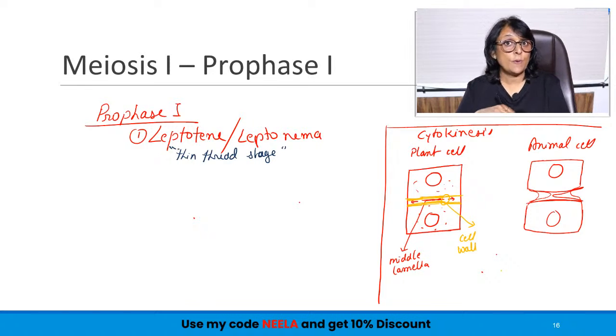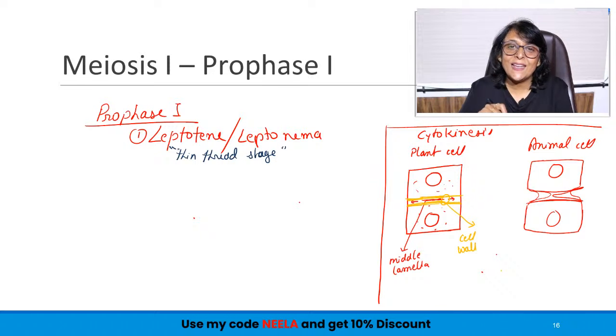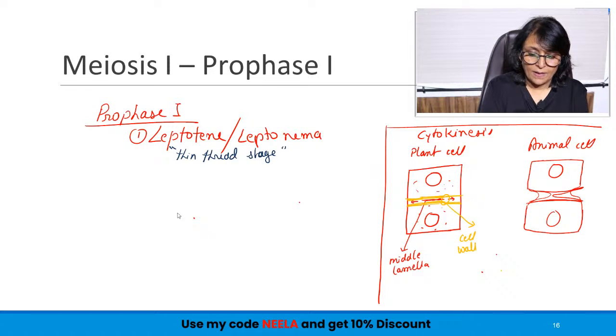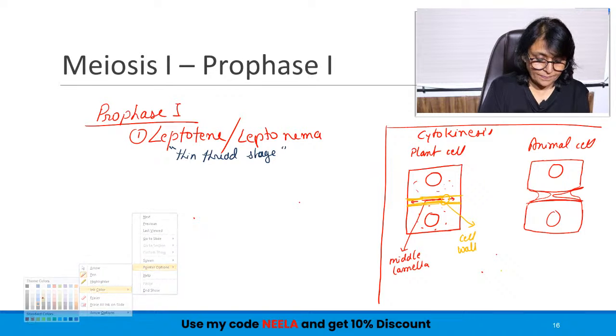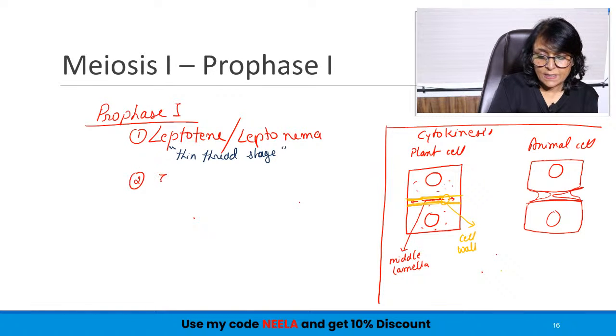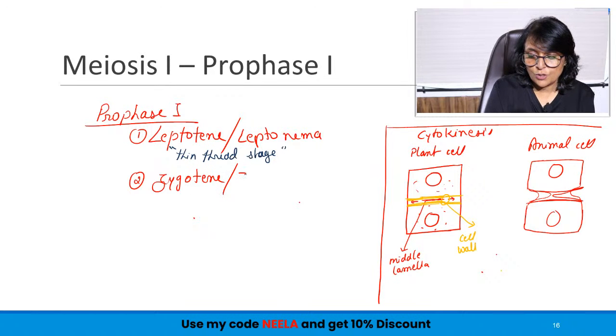This is the stage where the chromatin fibers are going to be thin and thread-like. Then let us come to the next one. The next stage is zygotene, or it is also known as zygonema.